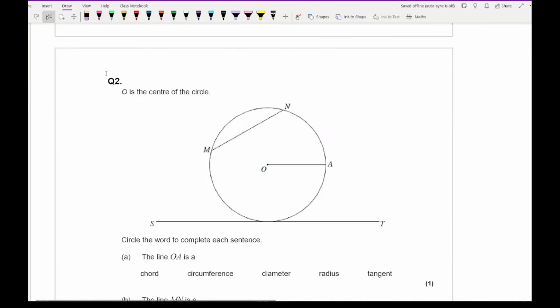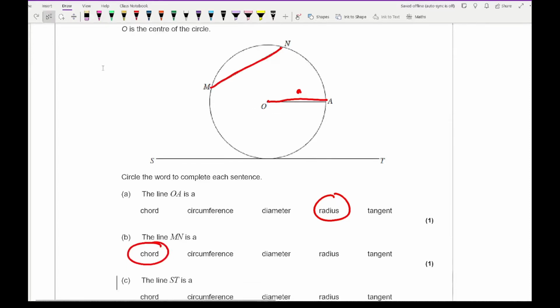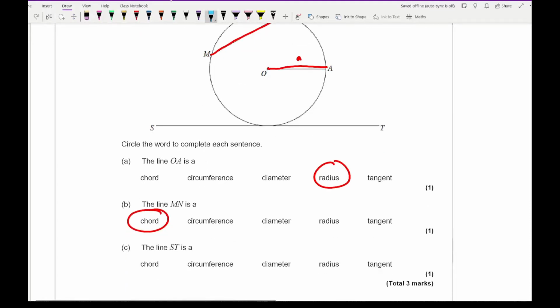Then moving on to question 2, it says that O is the center of the circle, and it says circle the word to complete each sentence. So it says that the line OA is A, and that is a radius, because that's what this line here is. Part B is the line MN, which is this line here, and that represents a chord. And the line ST, which is this line here, and that represents a tangent.